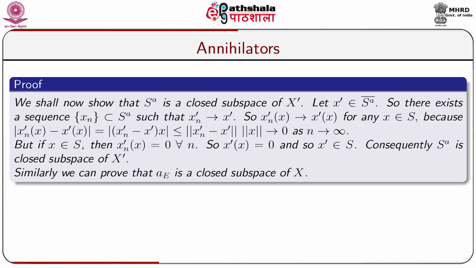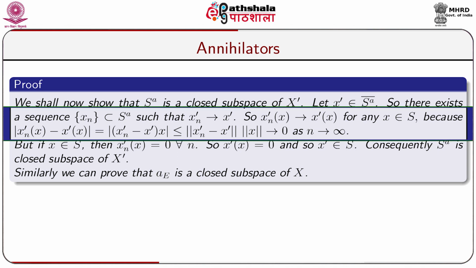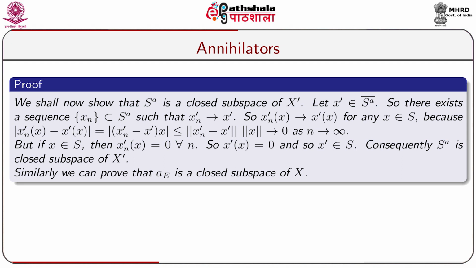We shall now show that SA is a closed subspace of X'. Let x' belong to the closure of SA. So there exists a sequence of elements xn' belonging to SA such that xn' goes to x' as n tends to infinity. So xn'(x) goes to x'(x) for any x belonging to S, because |xn'(x) - x'(x)| = |(xn' - x')(x)|, which is less than or equal to ||xn' - x'|| ||x||, which goes to 0 as n tends to infinity.